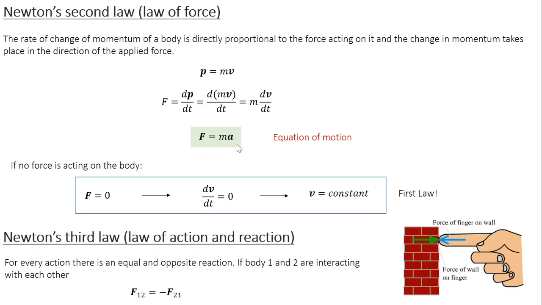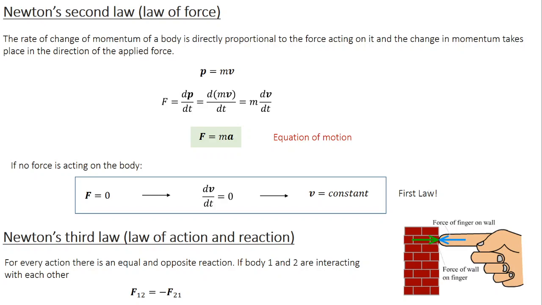Now, from this definition, you can take a special condition where the external force acting on the body is 0. So ma equal to 0, or m into dv by dt equal to 0. Take m to the other side, you get dv by dt equal to 0, which means v is a constant. So what is the physical meaning of this? When no force acts on a body, the body continues to be in a state of uniform motion, which is nothing but your first law. So you can derive the first law from the second law.